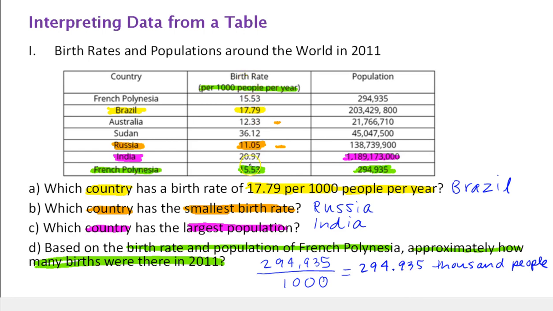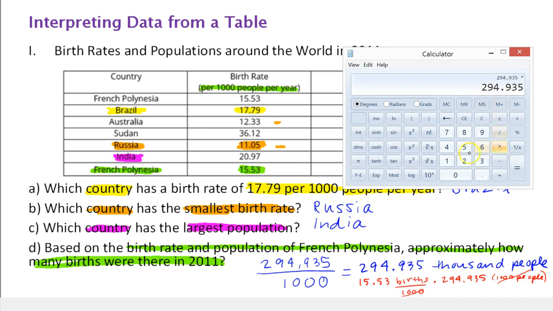And then here we're told that for every 1,000 people, so for every one of these, and we're going to keep the decimal and we'll round at the end, there are 15.53 births. So let's do this in another color. So we have 15.53 births per 1,000 people, times 294.935 thousand people. And notice that the thousands cancel out, so we'll just cross those out. I'm just checking my units here, and there are other ways to do this that may be more intuitive to you. You could have multiplied this number by this number and then divided by 1,000. I just wanted to show you how the units cancel out here.